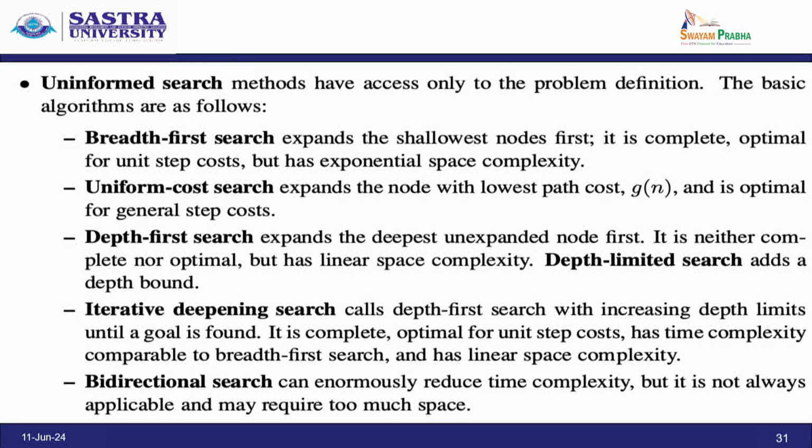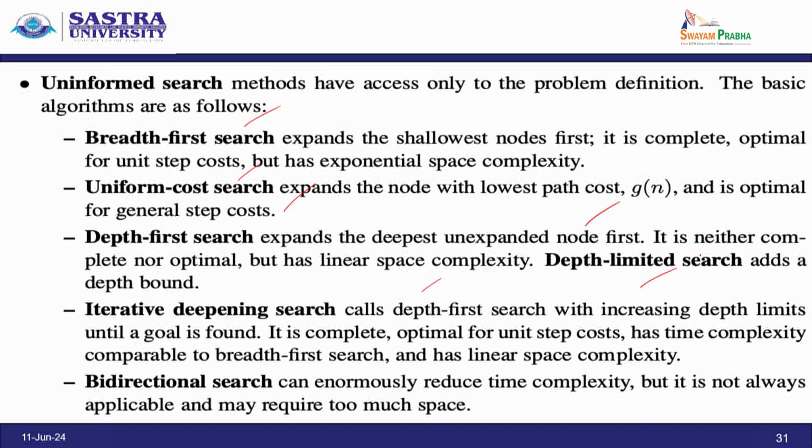So, uninformed search methods have access only to the problem definition. The basic algorithms are as follows. One is breadth first search, which expands the shallowest nodes first. It is complete and optimal for unit step cost, but has exponential space complexity. Next is uniform cost search, which expands the node with the lowest path cost g of n and is optimal for general step cost. The third one is depth first search, which expands the deepest unexpanded node first. It is neither complete nor optimal, but has linear space complexity.